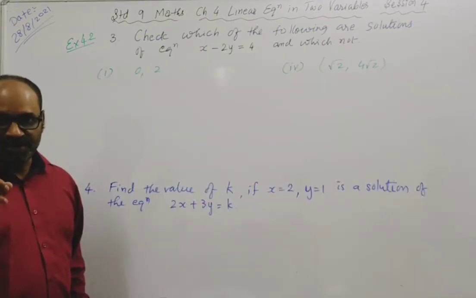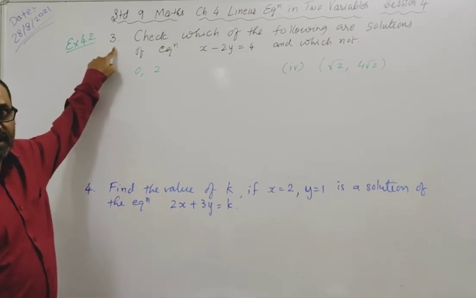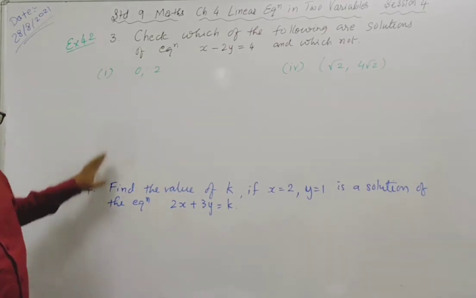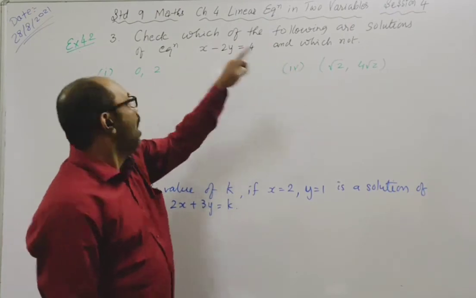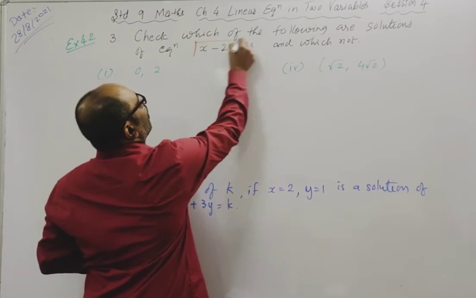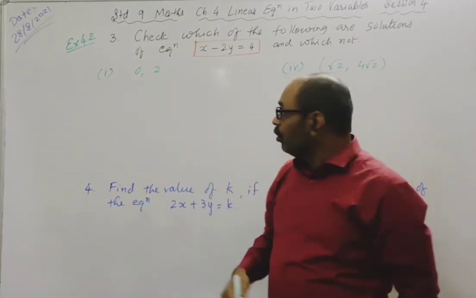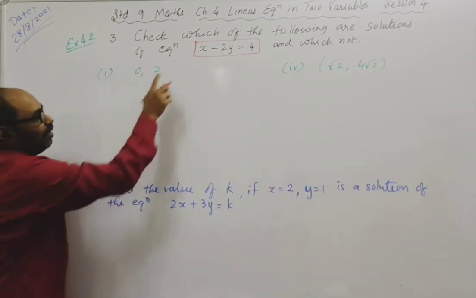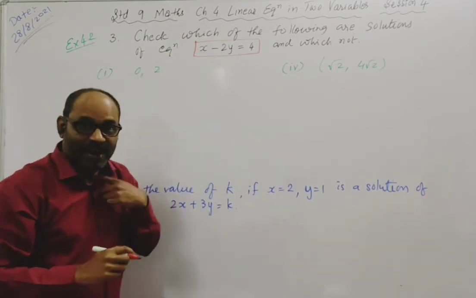Question number 1, question number 2 of exercise 4.2. We proceed further. Now it's question number 3. Let's see, and even the fourth one. First concentrate on the third one. Check which of the following are solutions of the equation. Here is one equation and which are not. Okay. The first one is 0, 2. मतलब x 0 है और y 2. Does it satisfy the equation?